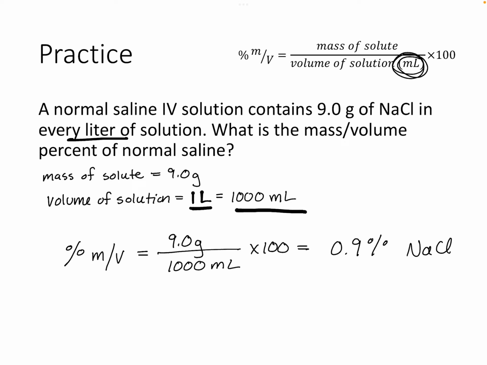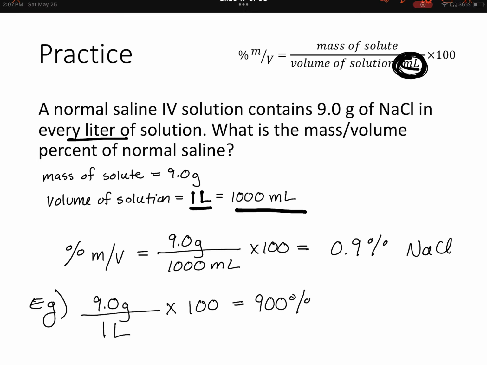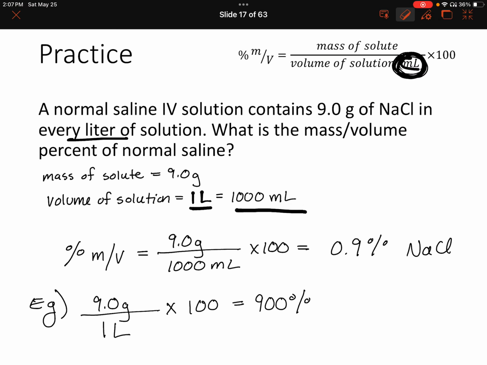So let's just kind of show down below. If we had divided 9 by 1 liter and multiplied by 100, that would have given us 900%. And that doesn't make sense, right? We can't have that much sodium chloride in a solution. So that's why we have to have milliliters in the denominator for this particular equation.